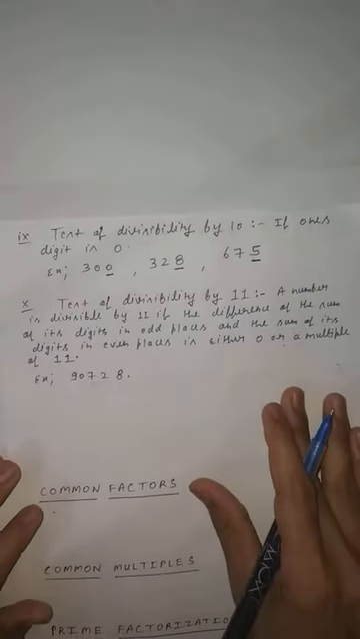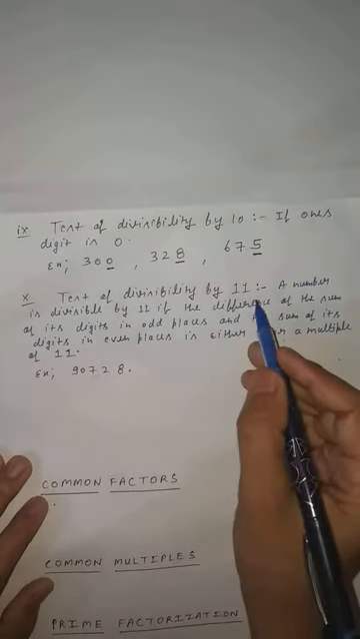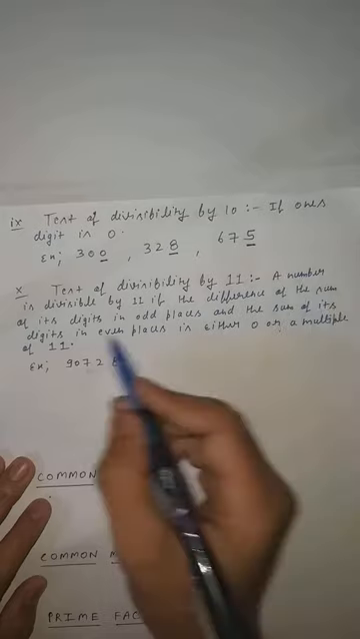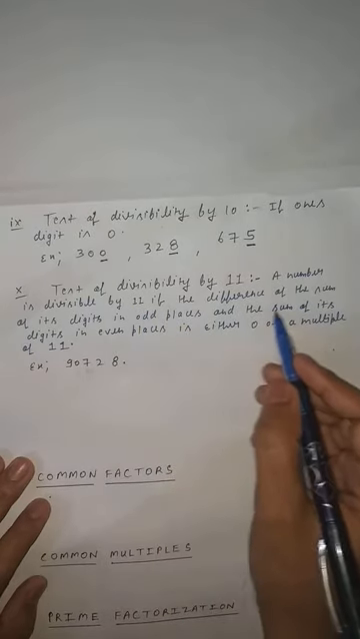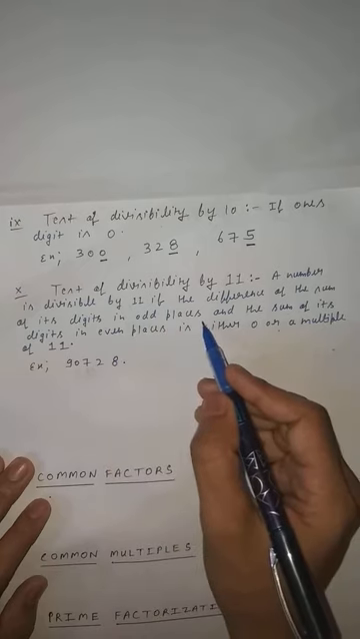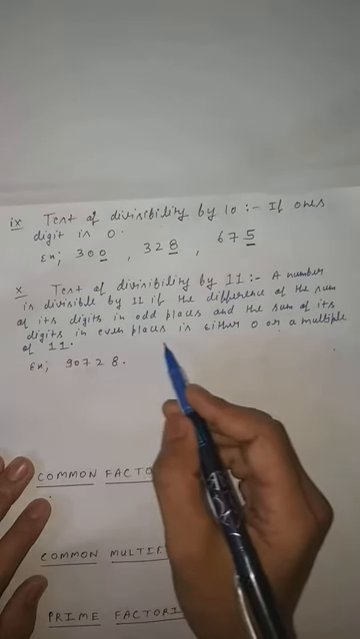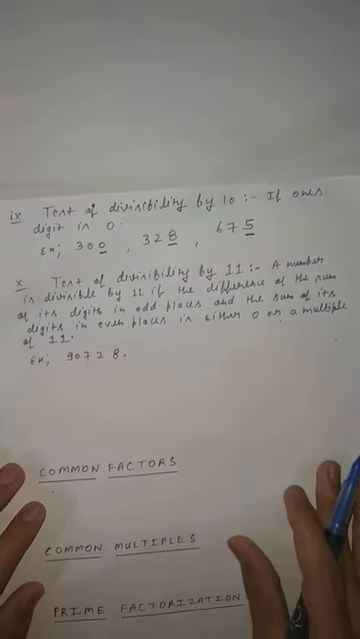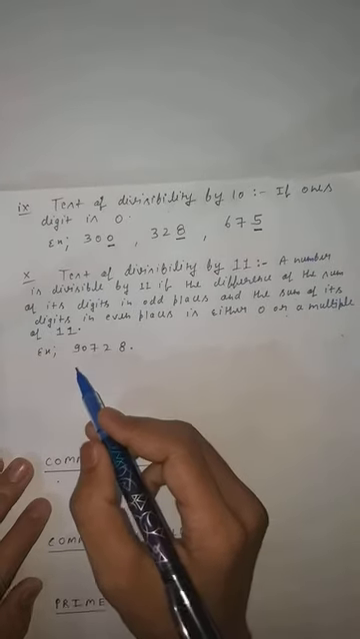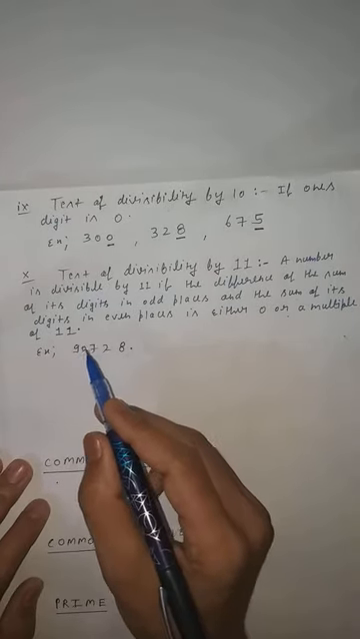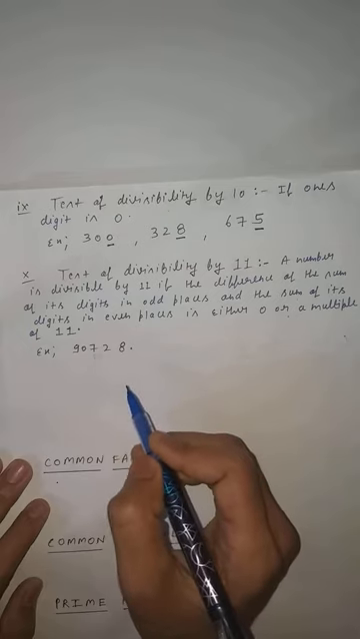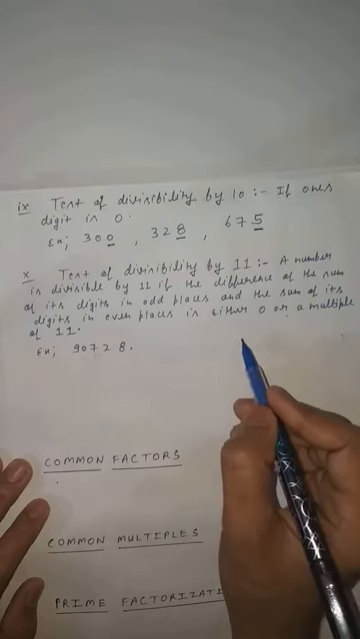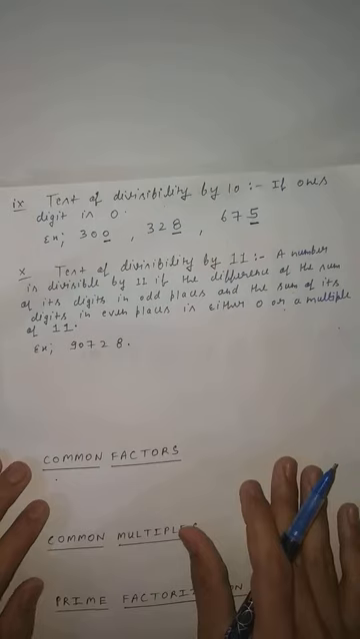Clear students? Now next is test of divisibility by 11. So this is very important. See carefully. This indicates a number is divisible by 11 if the difference of the sum of its digits in odd places and the sum of its digits in even places is either 0 or a multiple of 11. What is the statement? You have to find out the sum of digits in odd places, the sum of digits in even places, and find out the difference. If the difference is equal to 0 or a multiple of 11, meaning the difference is coming in the table of 11, then you can say the number is totally divisible by 11.